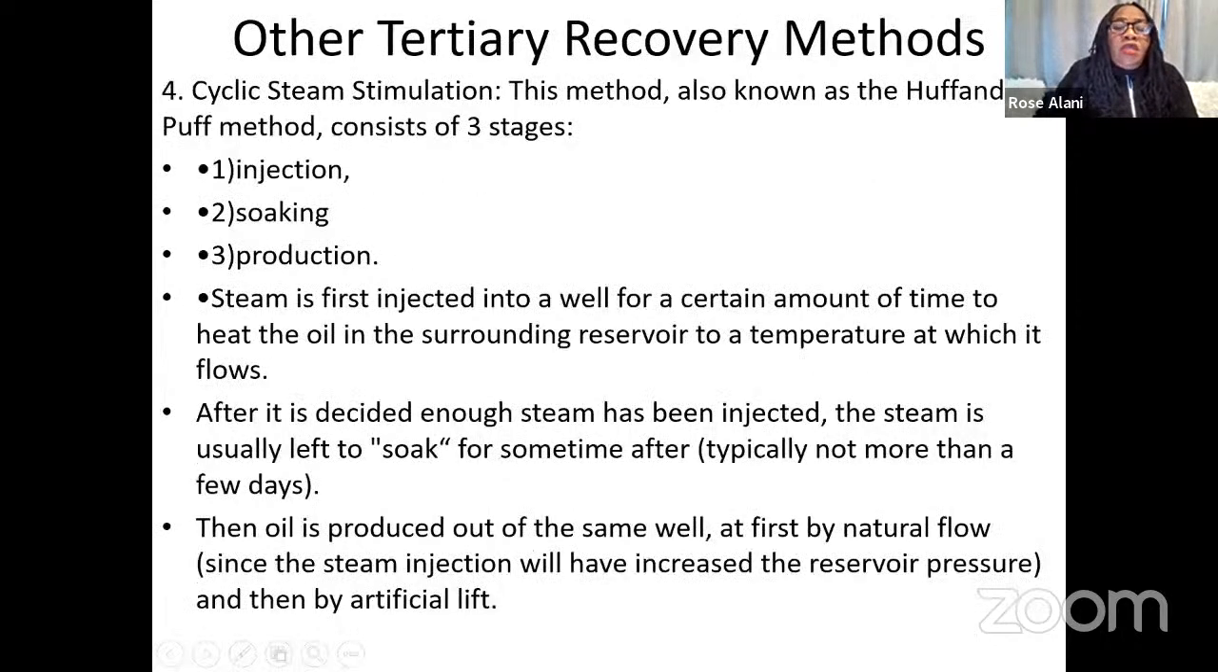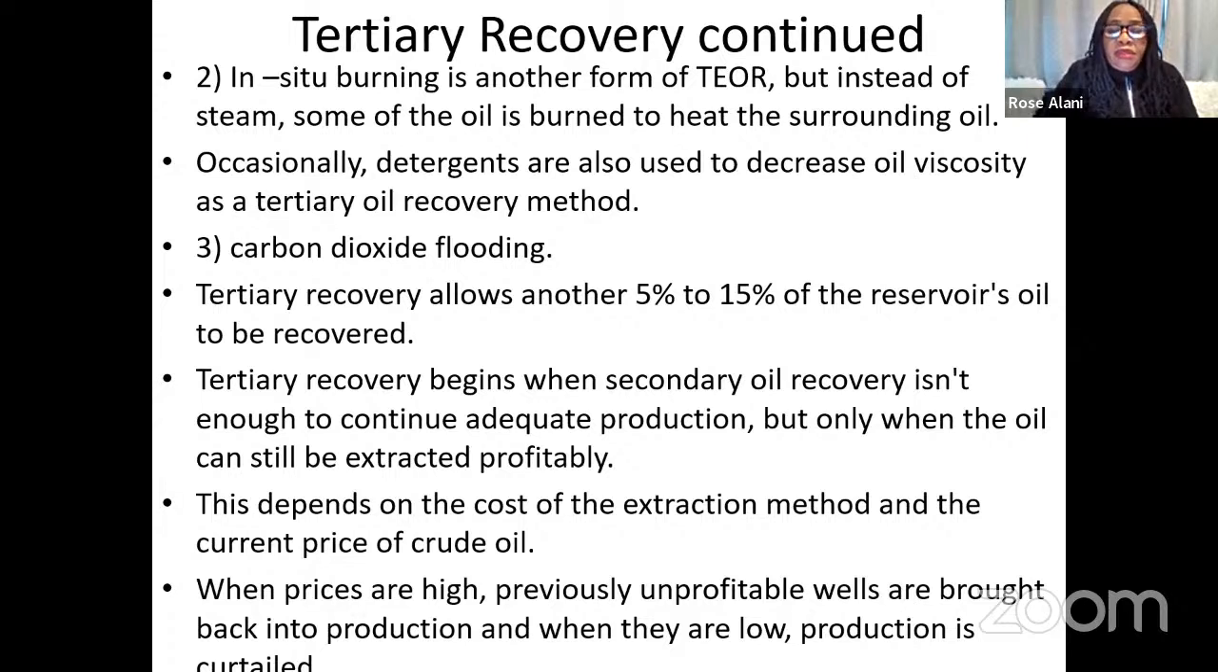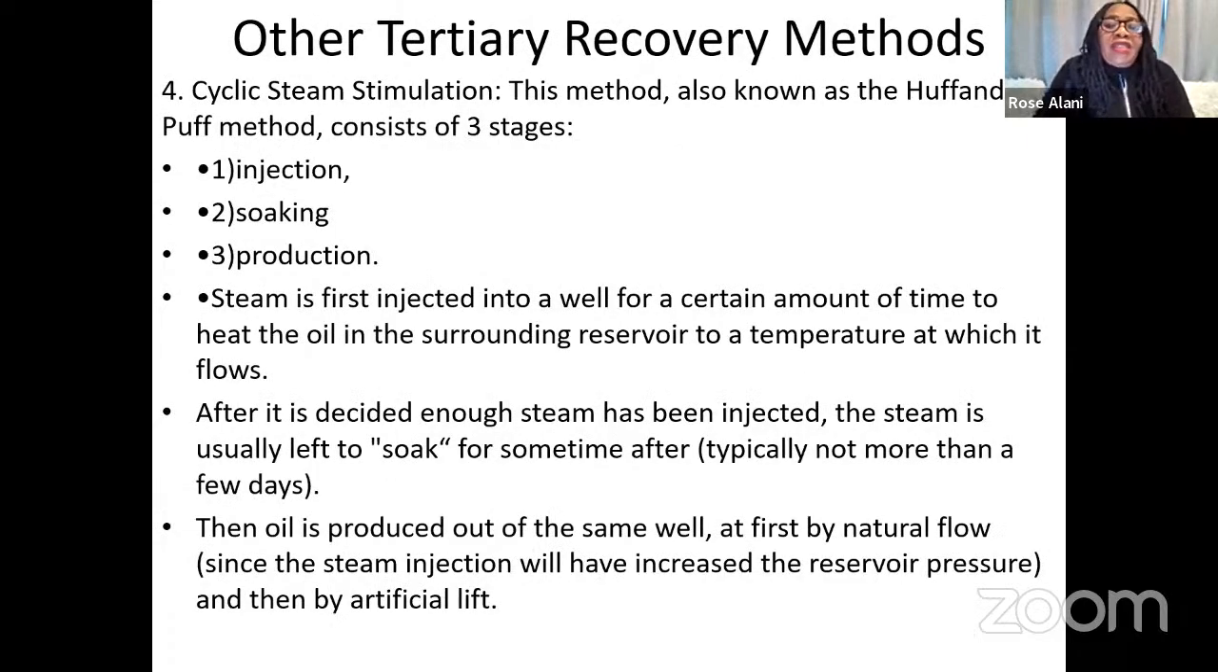Okay. So another method is cyclic steam stimulation. Cyclic steam stimulation is also known as the Huff and Puff method. This one involves 3 stages: injection, soaking, and production. Steam injection, and then leaving it for some days. Inject the steam, and you don't extract immediately, you leave it there. That is the soaking. And then after some time, you go and extract it to bring it out.